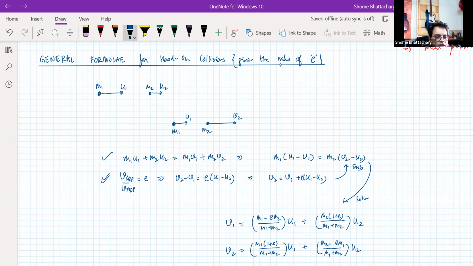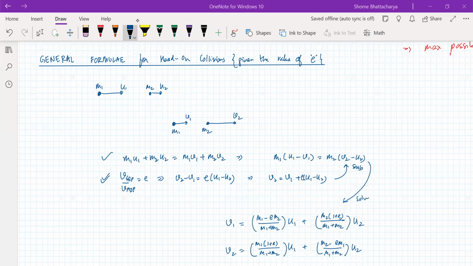So this is like a set of general formulae. And it's not just that we can apply the formula directly in questions and save some time, but also it helps us in the analysis of collisions, which we'll see next. The analysis of various different cases of collisions, we'll see. So first make a note of this.